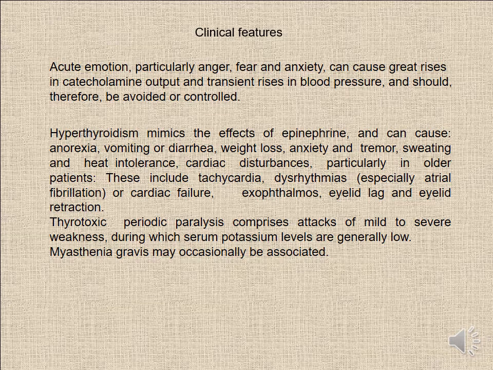weight loss, anxiety, tremor, sweating, and heat intolerance, and cardiac disturbance, particularly in older patients. These include tachycardia, dysrhythmia, especially atrial fibrillation, or cardiac failure, exophthalmos, and eyelid lag and eyelid retraction. Thyrotoxic periodic paralysis presents as attacks of mild to severe weakness, during which serum potassium levels are generally low. Myasthenia gravis may occasionally be associated with hyperthyroidism.